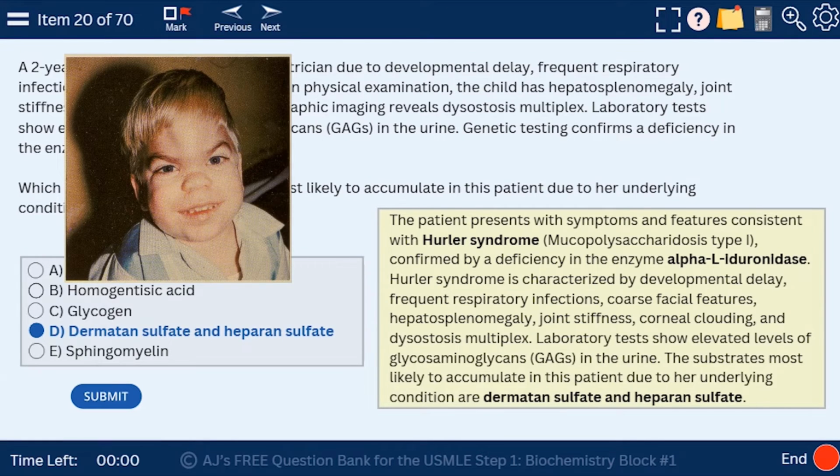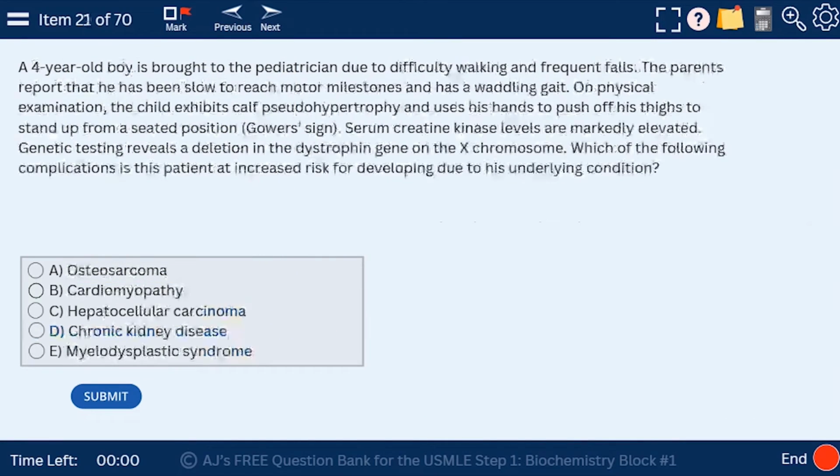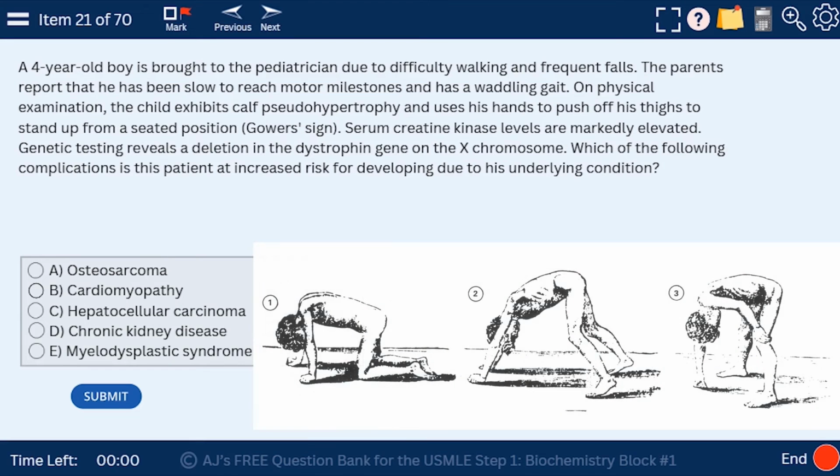Here is actually Hurler syndrome. So again, elevated dermatan sulfate and heparan sulfate. Question 21. A 4-year-old boy who falls a lot and has the Gower sign, and CK levels are elevated.